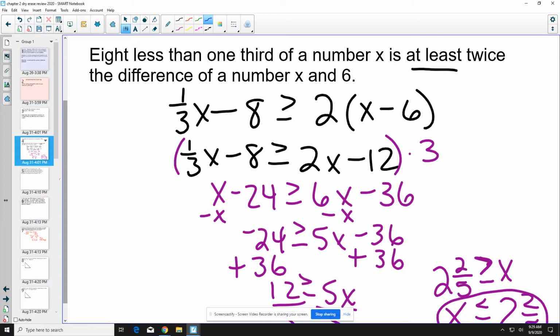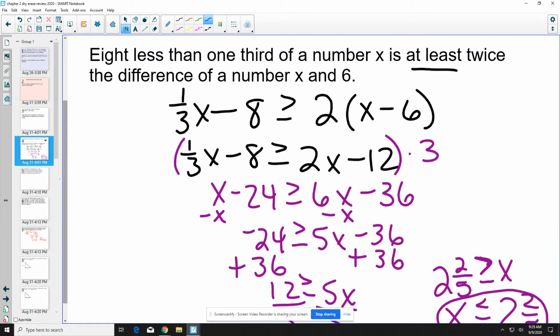The difference means subtract. So you're subtracting x and 6, but you're taking twice what you get when you subtract x and 6. That's why I put parentheses around the x minus 6, is because the difference is the answer you get when you subtract x and 6. So you got to find the answer and then multiply by 2.